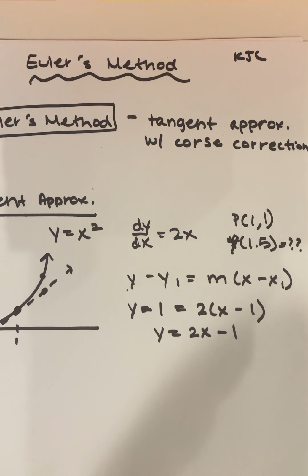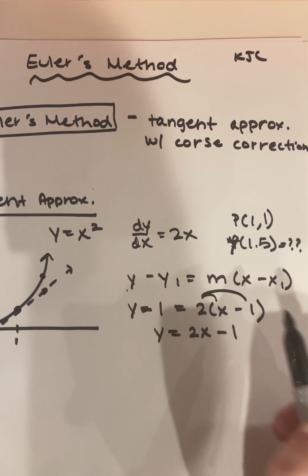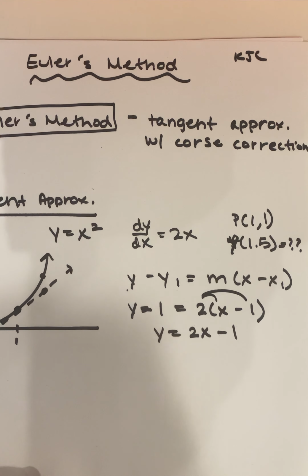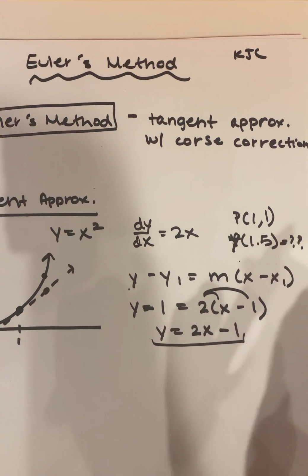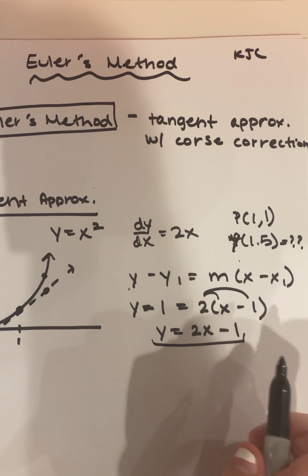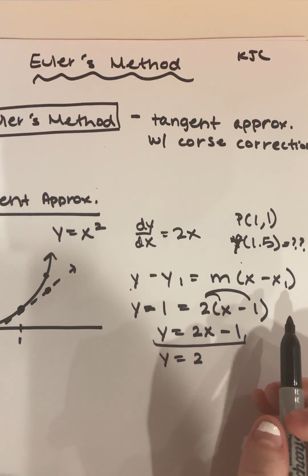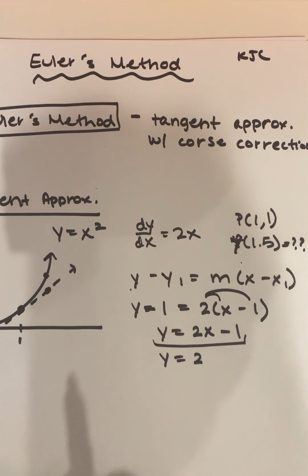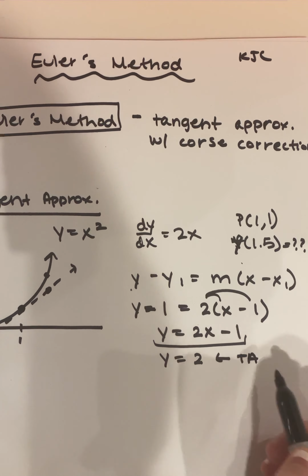So your tangent line approximation is going to be y equals 2x minus 1, distributing that 2 and then moving the 1 over to get this equation. Plugging in 1.5 for x, your y should equal 2, because 2 times 1.5 minus 1 is going to equal 2. So this is your tangent line approximation.